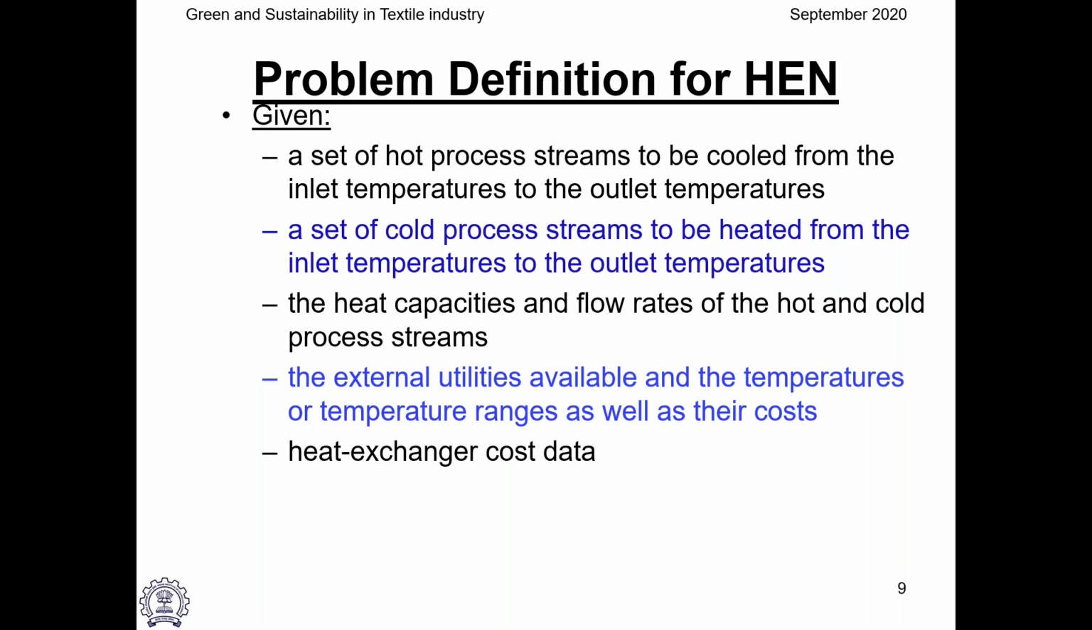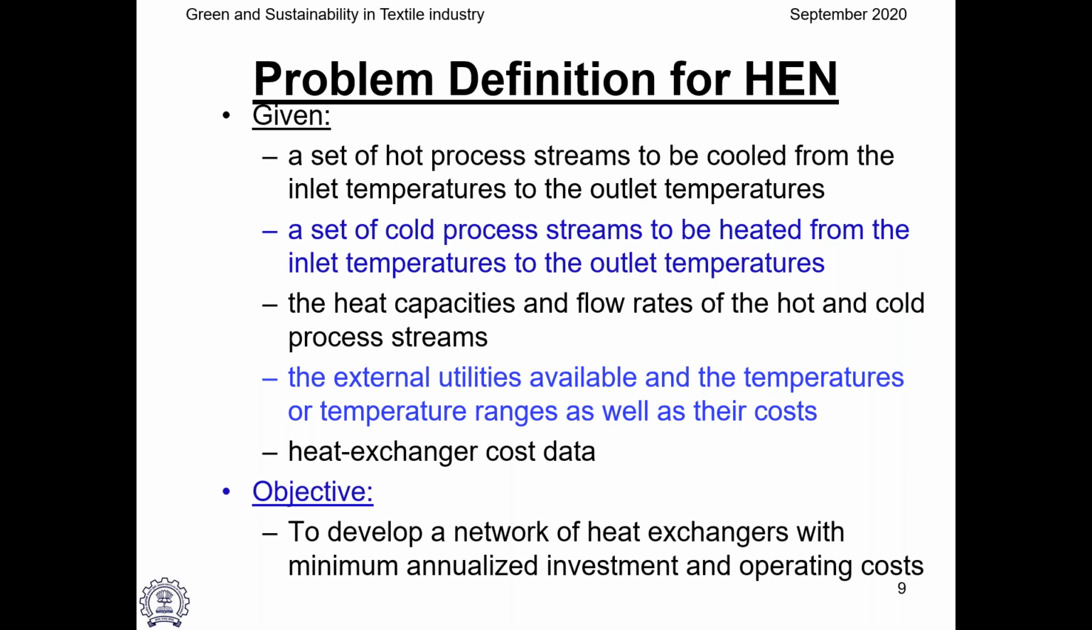We have to find out how much. That is one of our objectives. Heat exchanger data and cost data are known, then our objective is essentially to find out a network of heat exchangers such that the annualized investment and operating cost, or the total annualized cost, or the total life cycle cost is minimum. So we want to find out an economic minimum for given this. That's the problem definition.